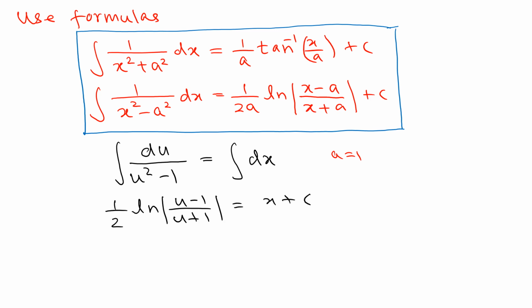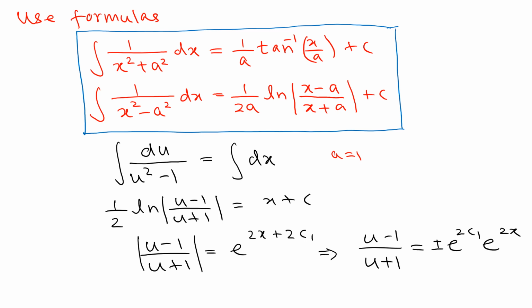Then you can multiply by 2 and remove the absolute value sign. When you remove the absolute value sign, you get plus or minus. You can simply call this term a constant, call it a, or c. So then you can write this simply as c e^(2x).